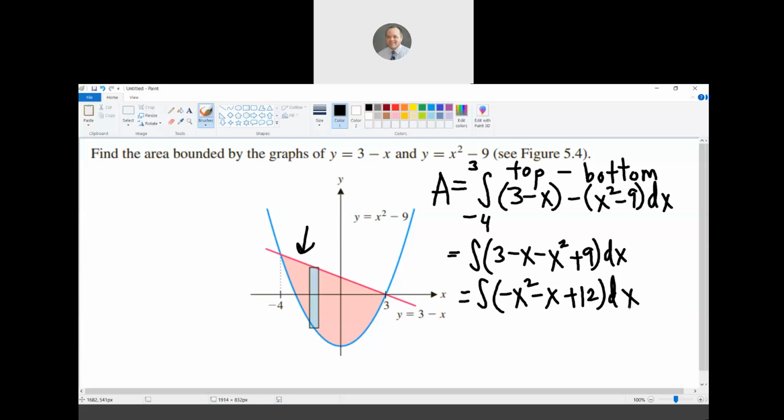Now we're ready to integrate, or take the antiderivative of each term. So the negative x squared will become negative x cubed over 3. The antiderivative of negative x is negative x squared over 2. And the antiderivative of 12 is just plus 12x.